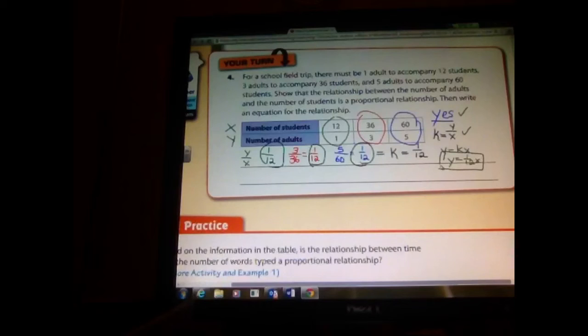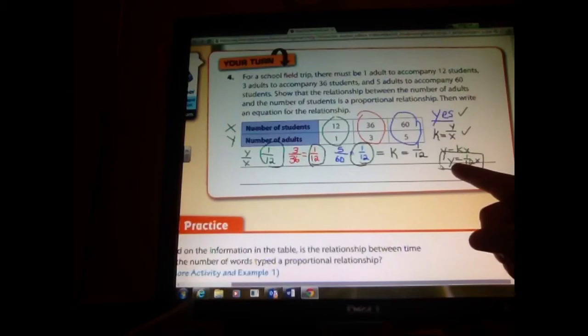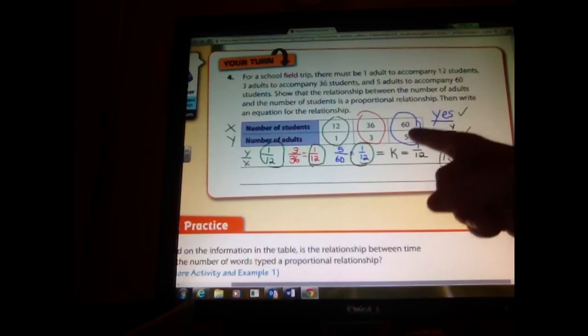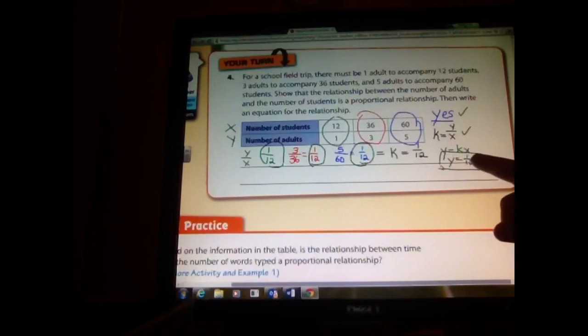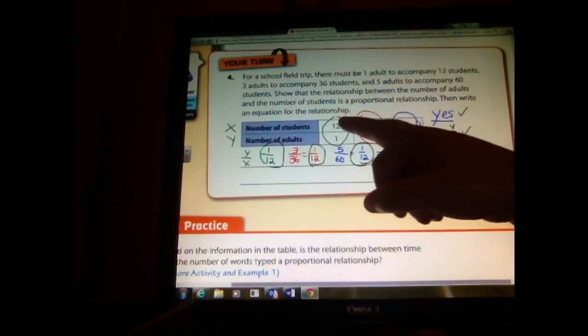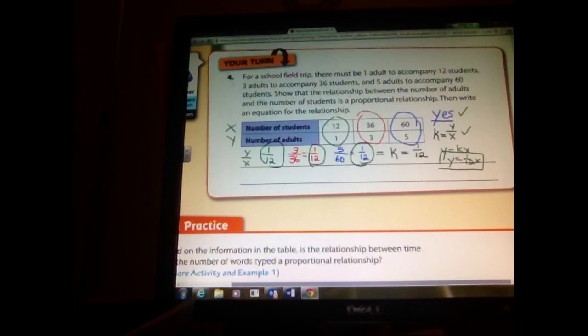And what that means is for any x I plug in here, I can choose any of them. If I plug it into my x spot there and I multiply it times the 1/12, I will get that Y. 1/12 times 60 equals 5. 1/12 times 36 equals 3. 1/12 times 12 equals 1. We'll be doing a lot more with this over the next couple weeks.